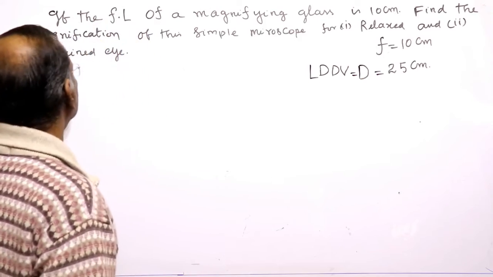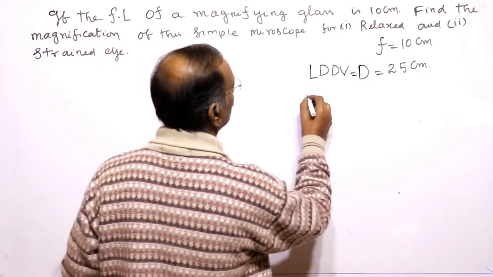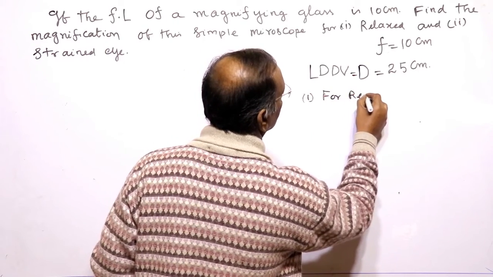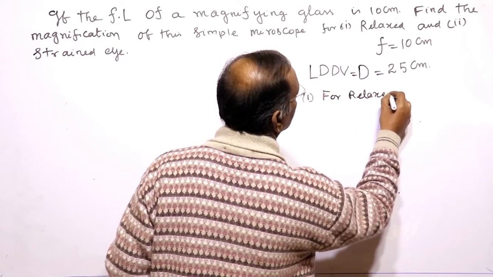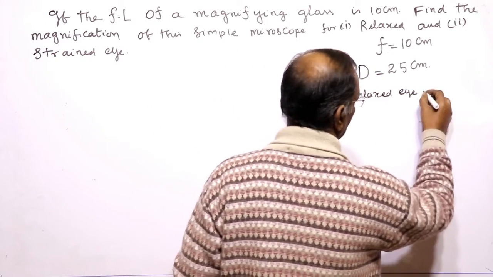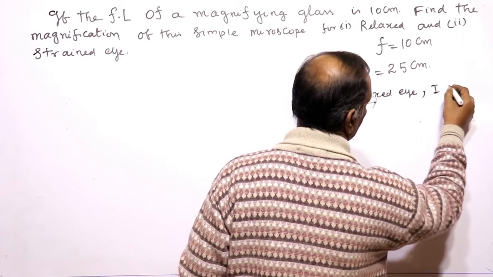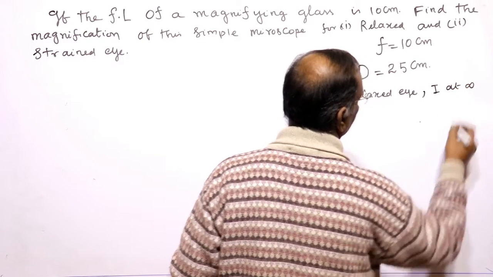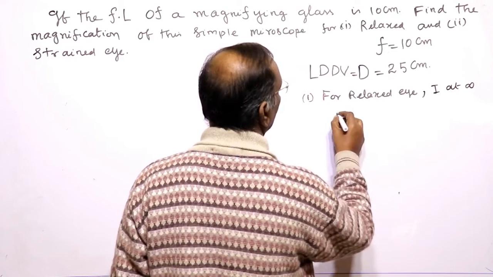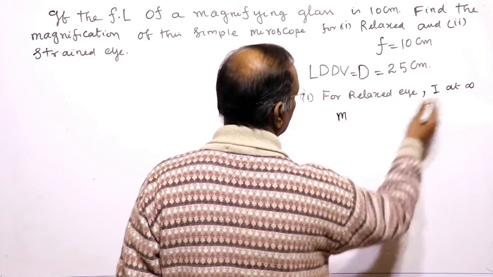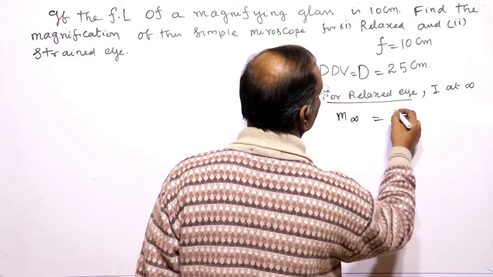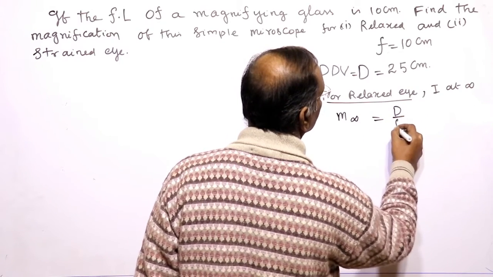So for relaxed eye, the image is formed at infinity. So magnification when the image is formed at infinity, that is for relaxed eye, is equal to d by f.